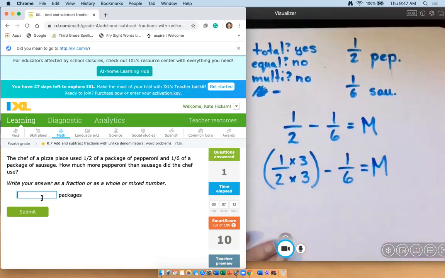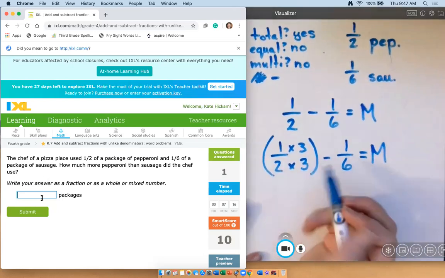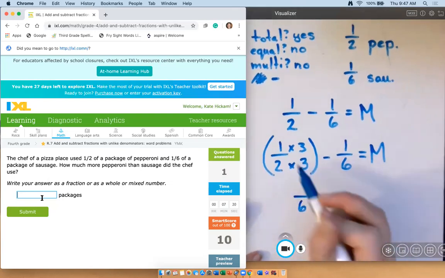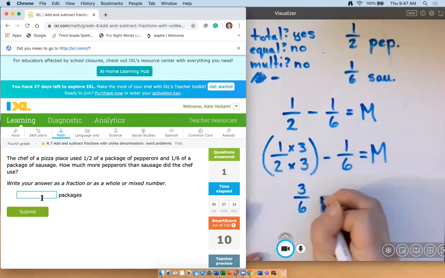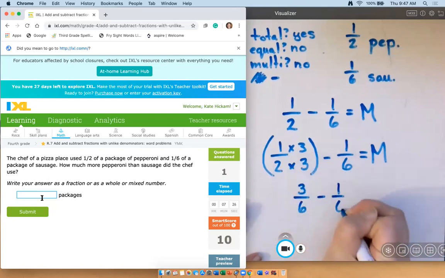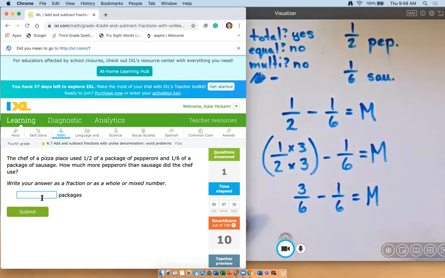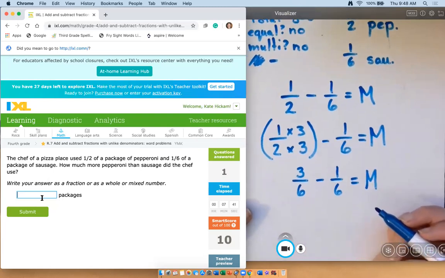Now I'm going to do the math for my parentheses first. So 2 times 3, that got me my common denominator of 6. And 1 times 3 is 3. So I have 3/6 minus 1/6. And that's going to give me the difference between the two numbers, or how much more. It's another way to think of it: when you see more, it's difference. What's the difference between those two numbers? And we know that difference is the answer when we subtract.